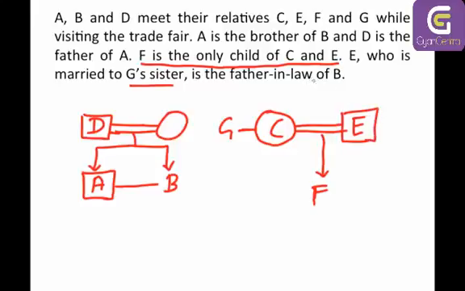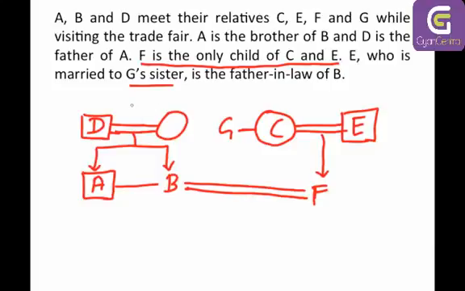Okay. Then E is the father-in-law of B. E's only child is F, and E is the father-in-law. So that means B and F are married to each other. So this is all the information that we have.